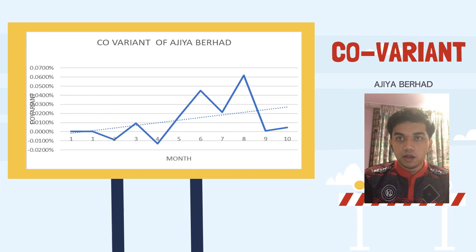However, in February, the graph tends to show a decline to negative 0.0086%, which means that the asset price moved in the opposite direction. The highest covariance value occurred in August with a value of 0.618%.